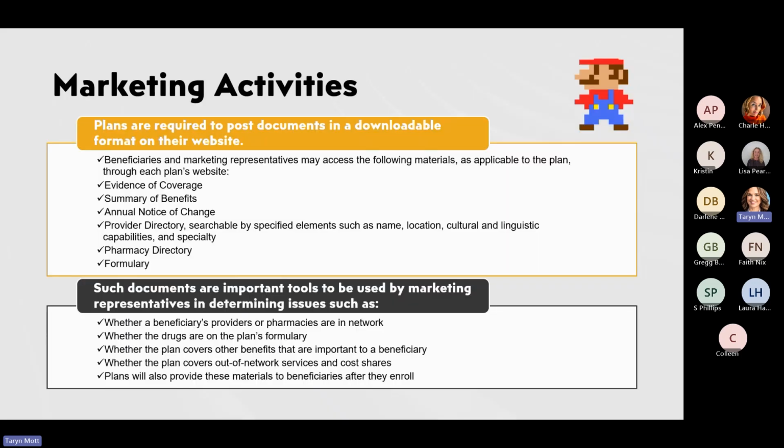Marketing activities. Plans are required to post documents in a downloadable format on their website. You can see all of those there. Such documents are important tools to be used by marketing representatives in determining issues such as the network and formularies, and we do that through Sunfire, but all the plans are required to have that information on their websites that beneficiaries can also access.